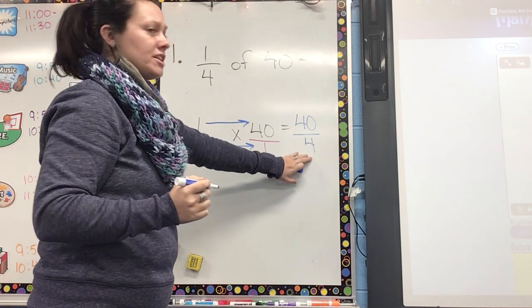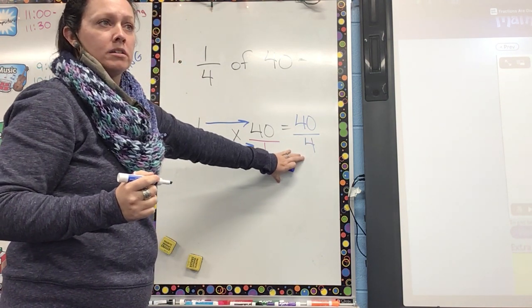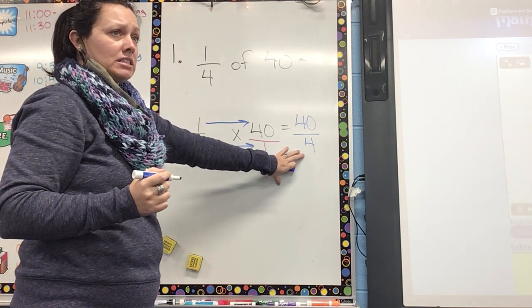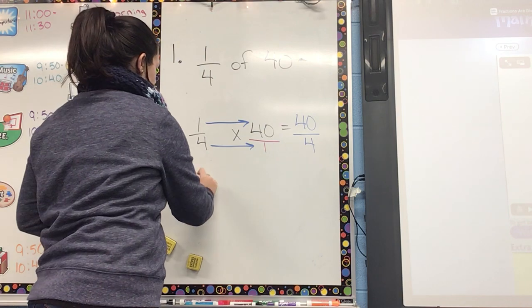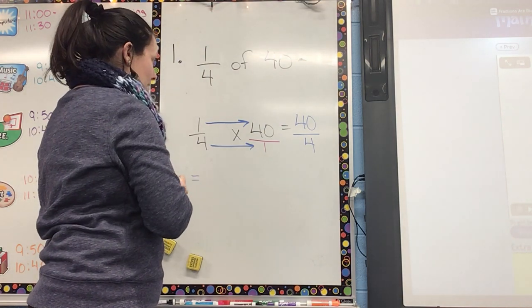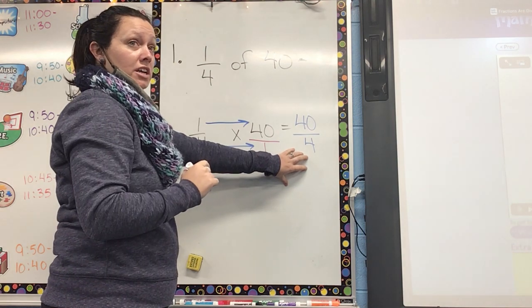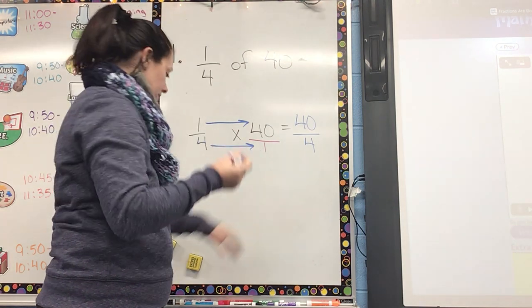Now, this fraction that I got, what kind of fraction is that called? Justice? Improper fraction. Do we ever leave it like this? No, we need to do what? We need to simplify it. How am I going to simplify it? This lesson right here, remember, helps us, knowing that fractions are division. Brooklyn?